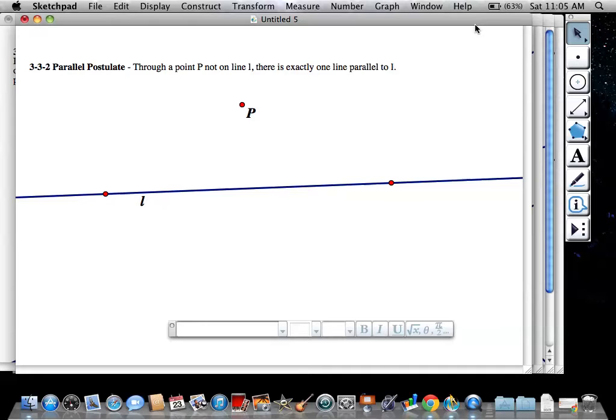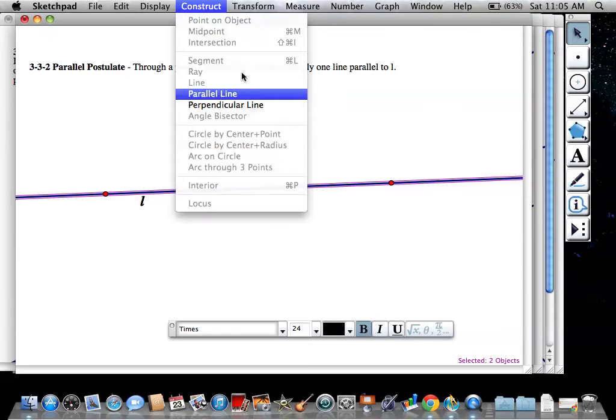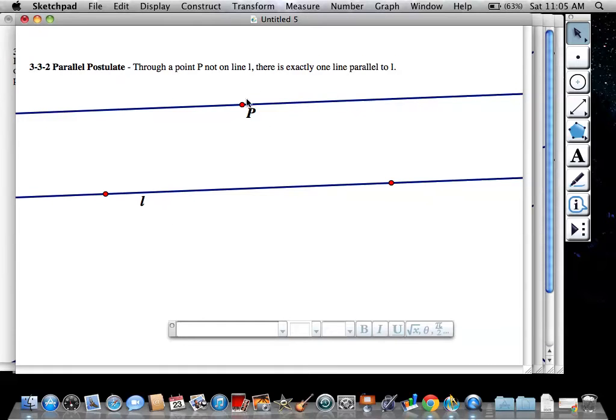The parallel postulate says that through a point P, not on line L, there is exactly one line parallel to L. So I have line L here, and given a point that's not on L, there's only one line that can go through this to be parallel to it. So if I click on this, construct parallel line, you see here, this is the only line that can go through that point and be parallel to this one. Okay, so that's what that postulate says. All right, so next one.